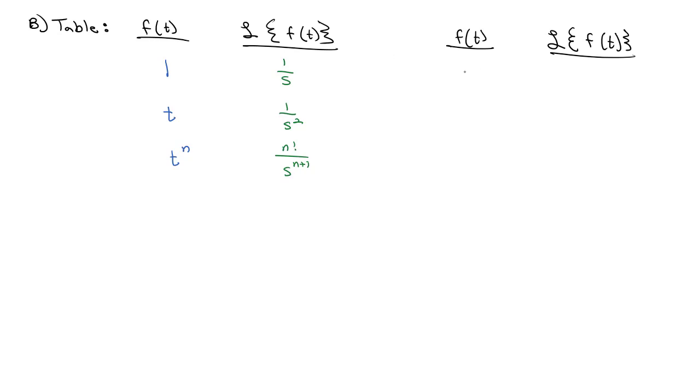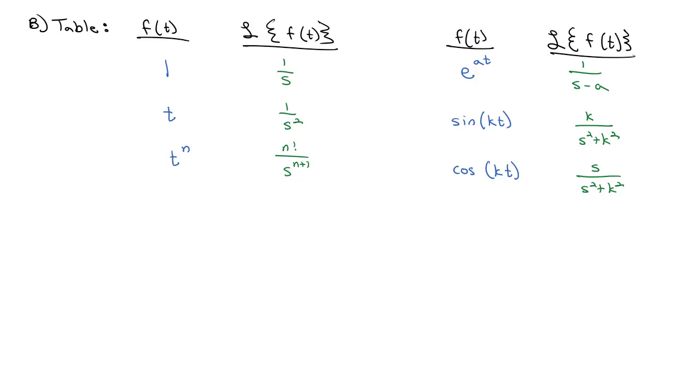Another common one that we often see, in fact, we did an example of it, is e to the at, where a is some constant. Turns out the Laplace transform there is 1 over s minus a. Another common Laplace transform we have to calculate is the sine of some constant times t, or the cosine of some constant times t. And you'll recognize with the sine of the constant times t, the form is going to end up being the constant over s squared plus the constant squared. And with the cosine, it turns out to be s over s squared plus the constant squared.